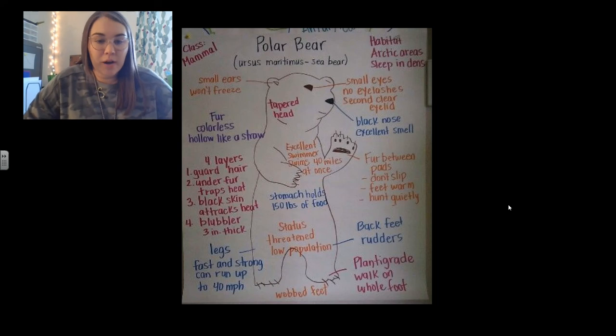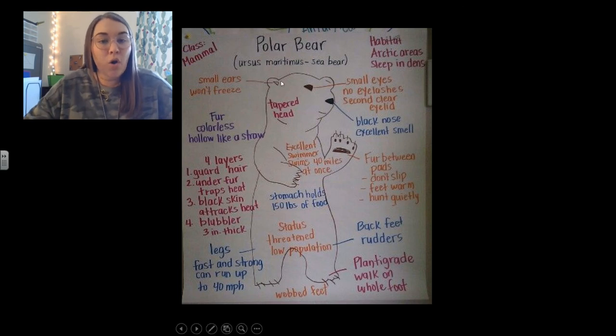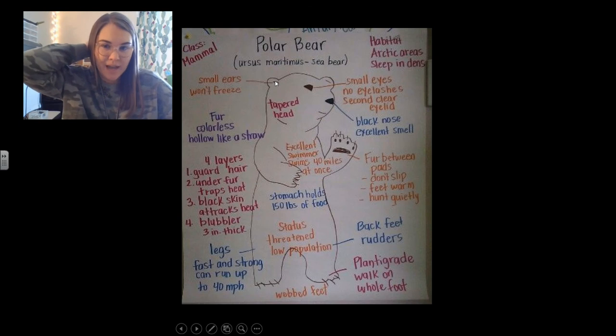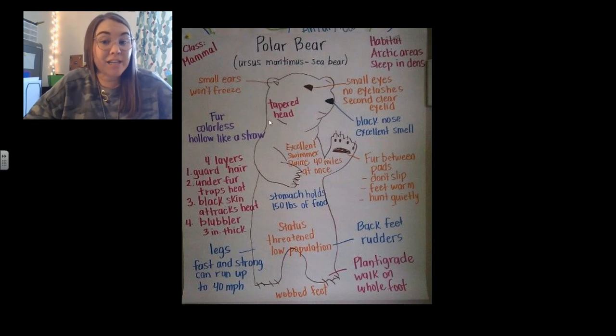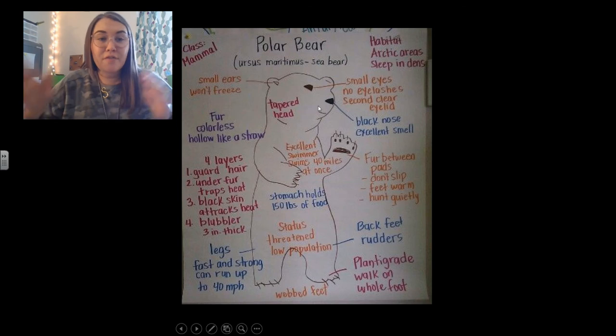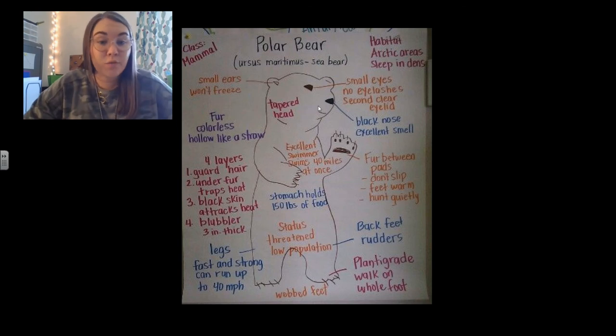So let's talk about the animal that I picked today. I picked a polar bear. Polar bears have so many different things about them that they have adapted to their environment. Polar bears live in a very cold environment, so they can't just have the same things that other bears do. For one, they have small ears that won't freeze. They have small eyes with no eyelashes and a clear second eyelid. They also have a very tapered head and a black nose with excellent smell. Their fur is colorless to help them camouflage into the snow. They're also an excellent swimmer and can swim up to 40 miles at once.